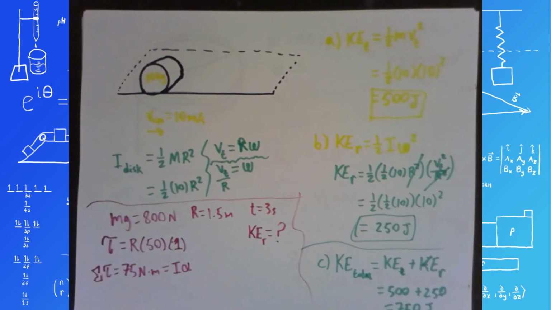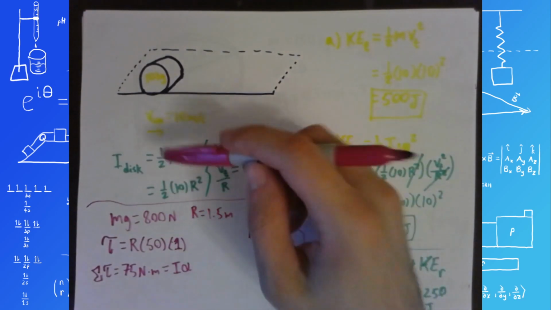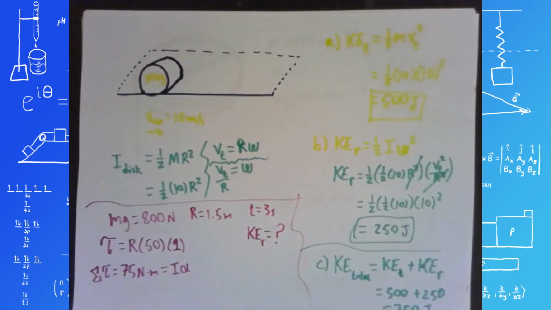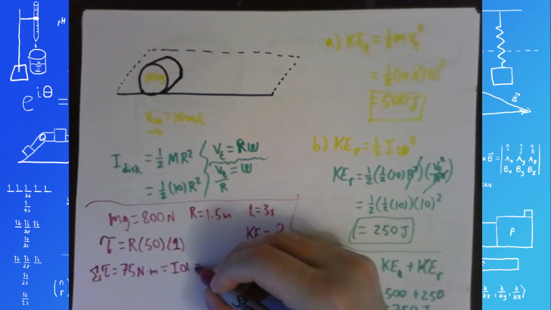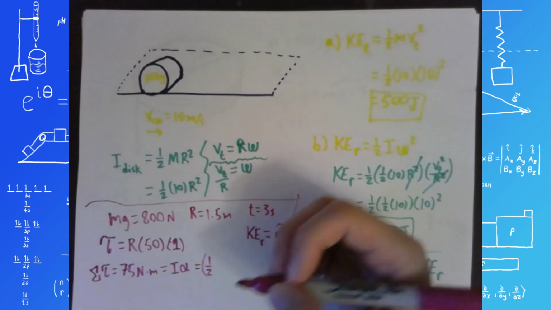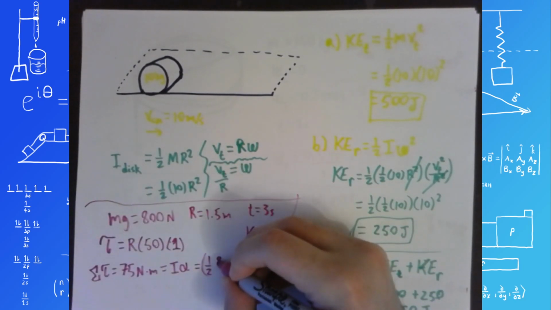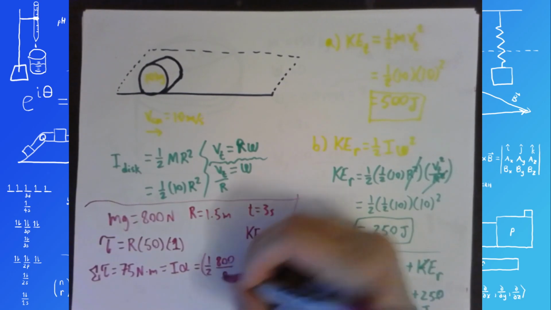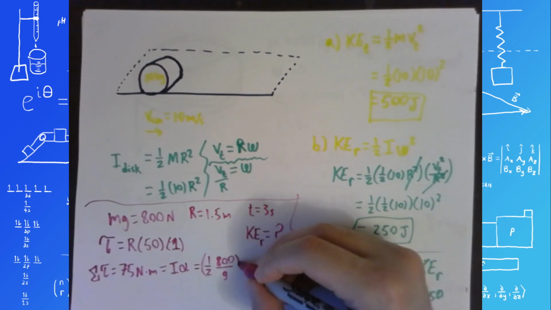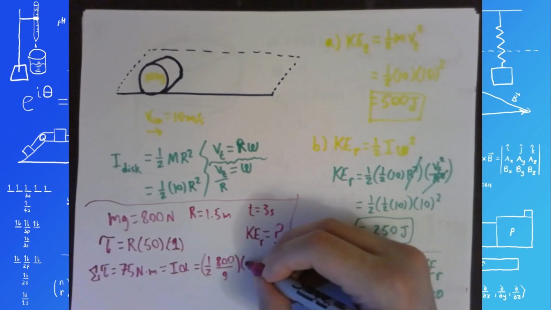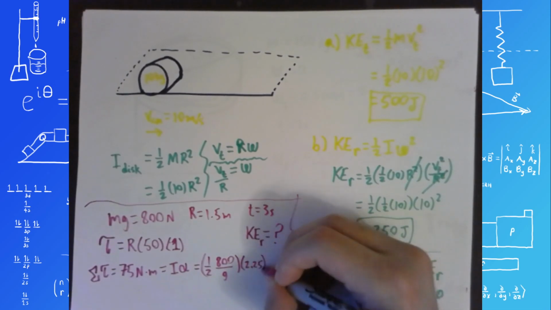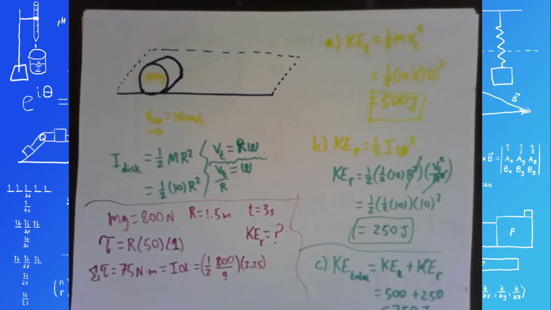The moment of inertia is going to be, again, the disk formula for moment of inertia, 1/2 of its mass times its radius squared. So that's going to be 1/2 times its mass, which is 800 over g, times its radius squared. 1.5 squared is 2.25. And then times alpha. And let me actually change colors because this is all starting to look jumbled together.